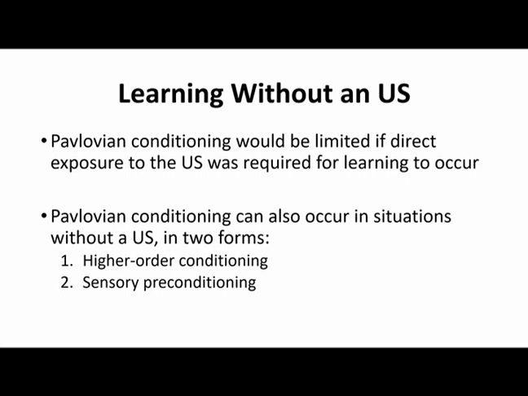Basically, we would only learn about things that were directly paired with food or sex or some other kind of biologically relevant stimulus. But in the real world, we see so many other associations. It's not just unconditioned stimuli. We also form associations with other conditioned stimuli. And that's where this learning without an unconditioned stimulus comes in. So we can say that Pavlovian conditioning can also occur in situations without an unconditioned stimulus. So we can have higher order conditioning and we can have sensory preconditioning.